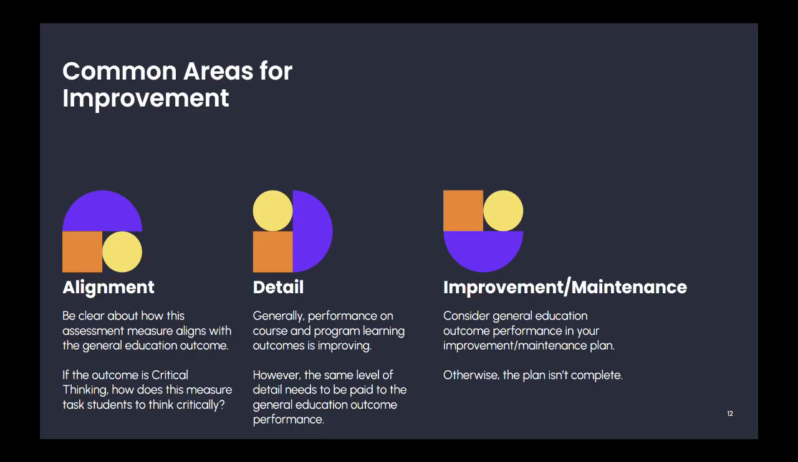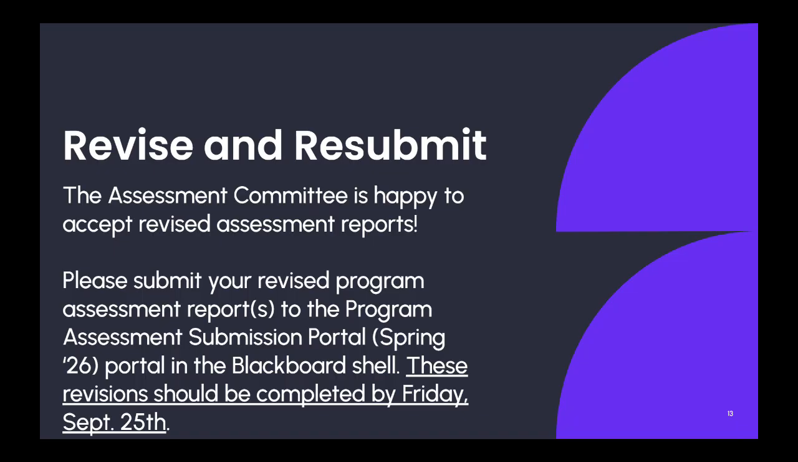And then finally, the improvement or maintenance options. Make sure to consider general education outcome performance in your improvement or maintenance plan. Otherwise, that plan is not complete, especially if we're looking at that hypothetical example I mentioned a second ago. If students are meeting that outcome, but they're getting B's and C's, or performing in that general area with regard to that outcome, there's improvements to be made, and that needs to be addressed, absolutely.